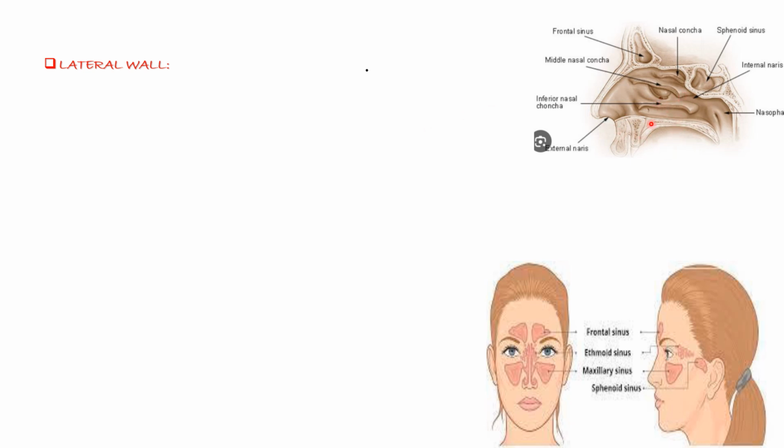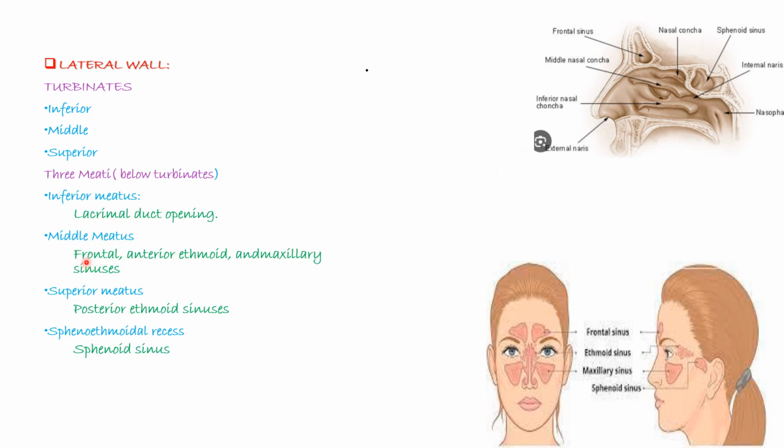We have three turbinates: the inferior turbinate, the middle turbinate, and the superior turbinate. Below the turbinates, we have the openings that are called meatuses, and there are just three of them, just as the turbinates. So we have the inferior meatus, which serves as an opening to the lacrimal duct. We have the middle meatus, which serves as an opening to the major sinuses, except the posterior ethmoid sinus, that is the frontal, anterior ethmoid and maxillary sinus. And then we have the superior meatus, which serves as an opening to the posterior ethmoid sinuses.